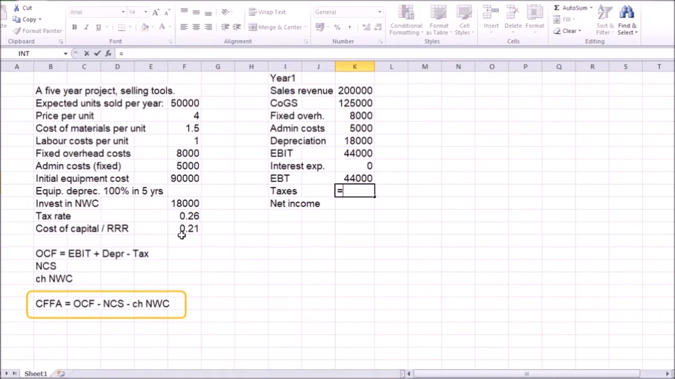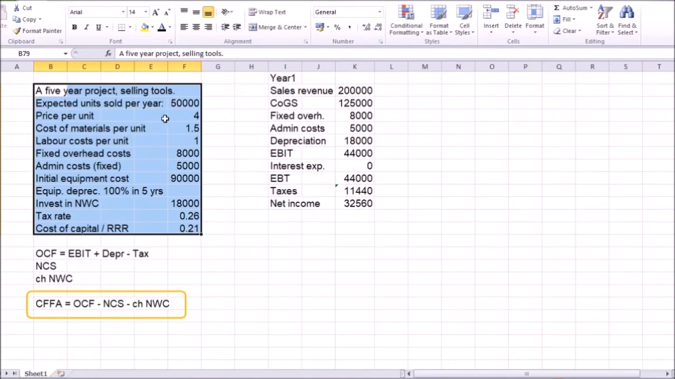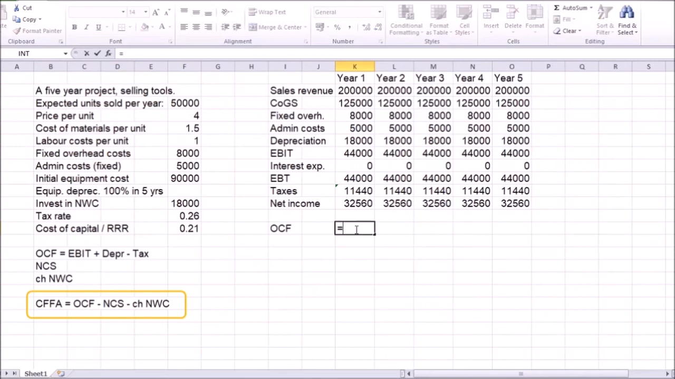Taxes in our case are 26% of the earnings before tax, and the EBT minus the tax payment will give you a net income of $32,560 in year 1. And with this example being relatively simple, we assume everything stays the same for the rest of the 4 years. That gives us the operating cash flow for each of those years of EBIT plus depreciation.